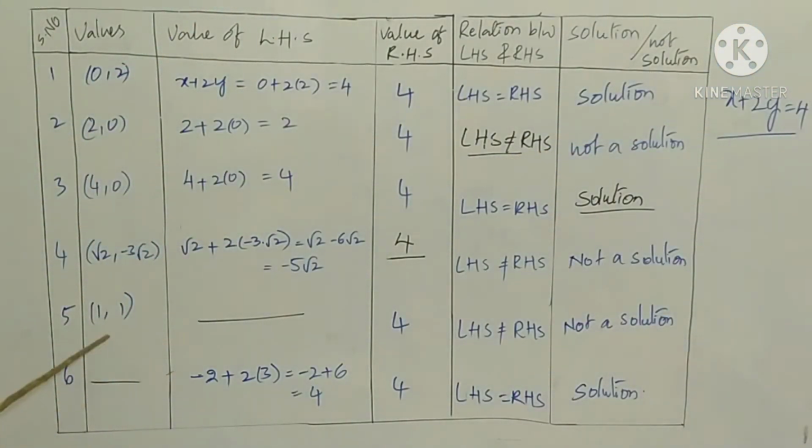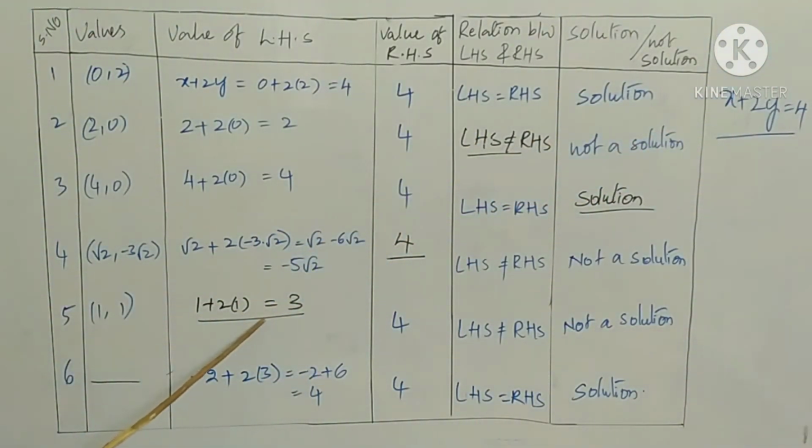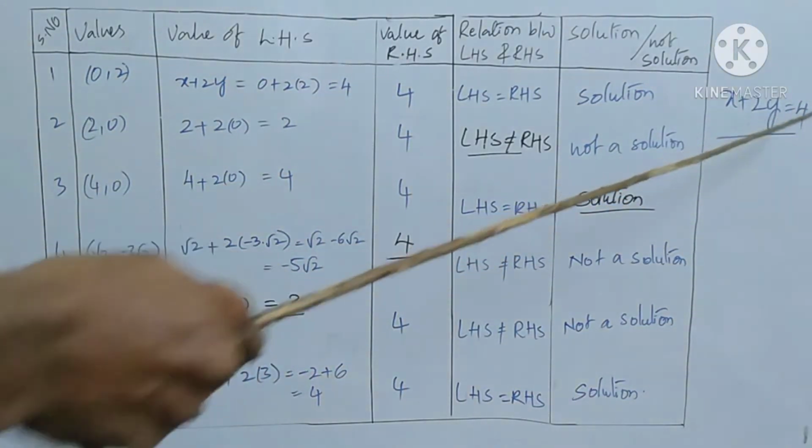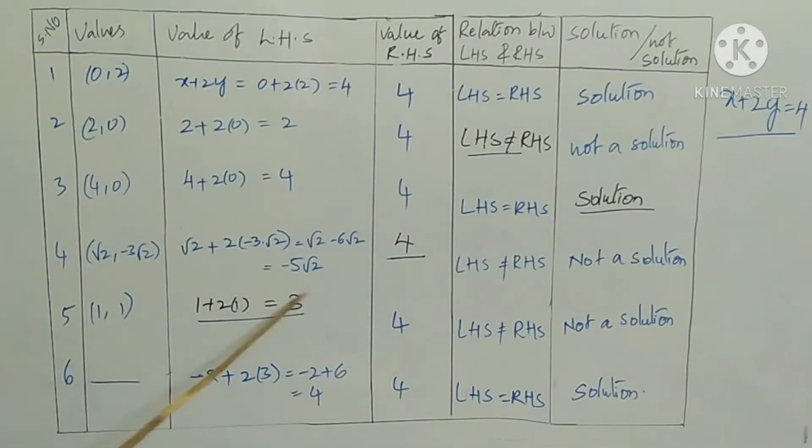Next, fifth one, (1, 1). So substitute x value is equal to 1 and y value is also 1. So 1 plus 2 into 1. So the result is 3. Here the RHS value is 4. So LHS is not equal to RHS. So it is not a solution.